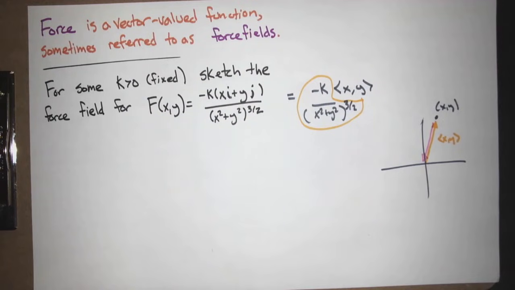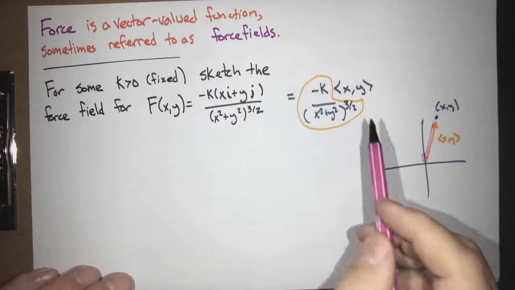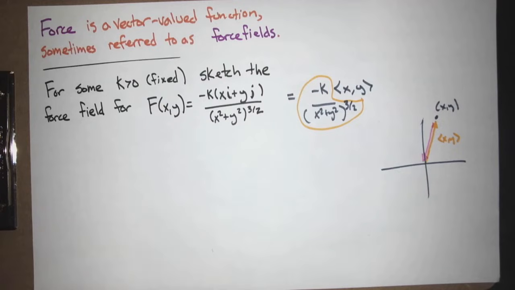Now what about magnitude? Well, oftentimes with magnitude, it's helpful to think of things in terms of magnitude times a unit vector. So suppose we wanted to make x, y into a unit vector. What would we need to divide by? The magnitude of the vector, right? The square root of x squared plus y squared.